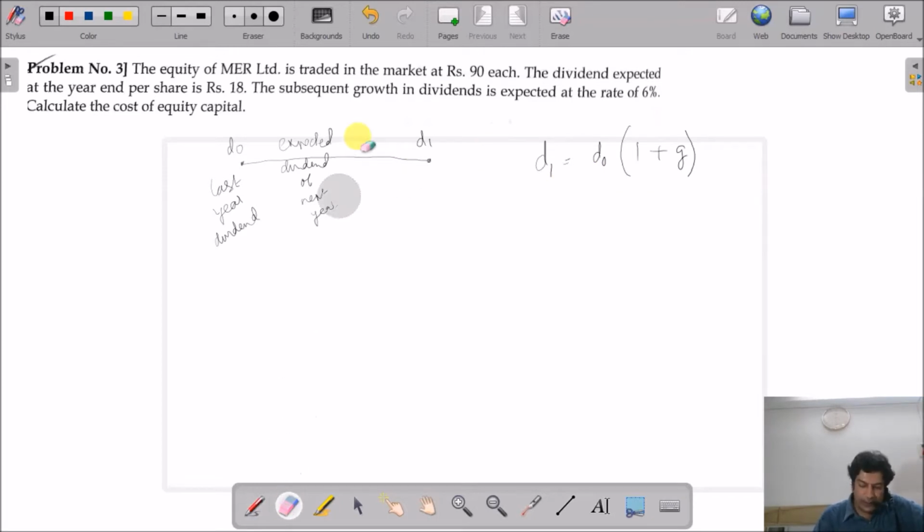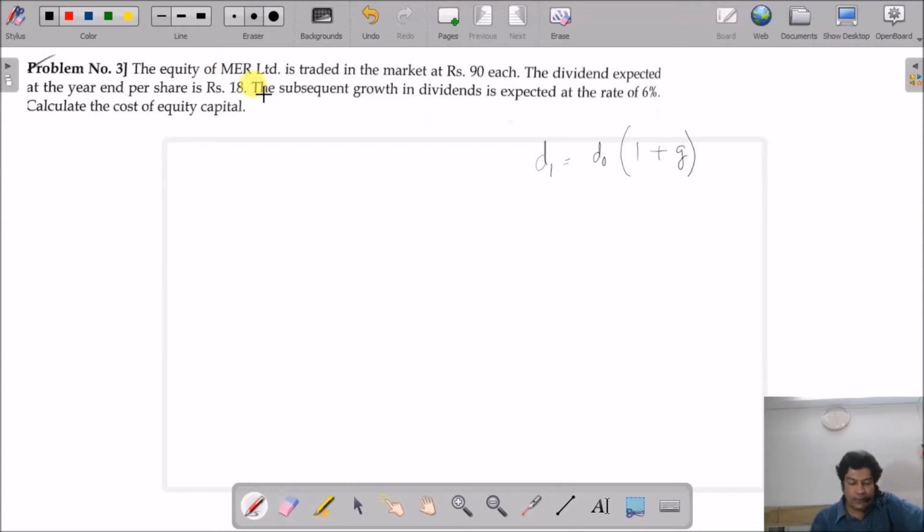So right now I am reading the sum. With the sum I will be able to explain you all properly. So the equity share of MER is traded in the market at 90. So we know that the market price per share, which is P0, is 90 rupees. Then the dividend expected at the year end per share is 18.